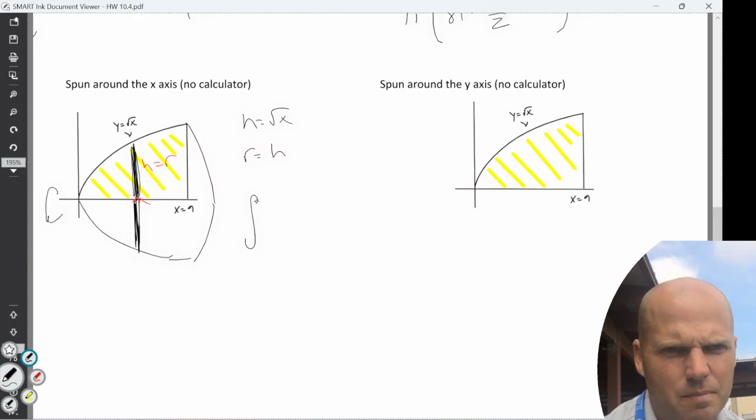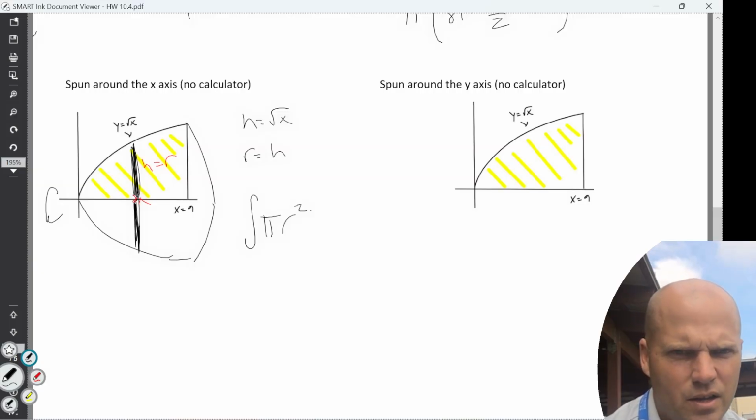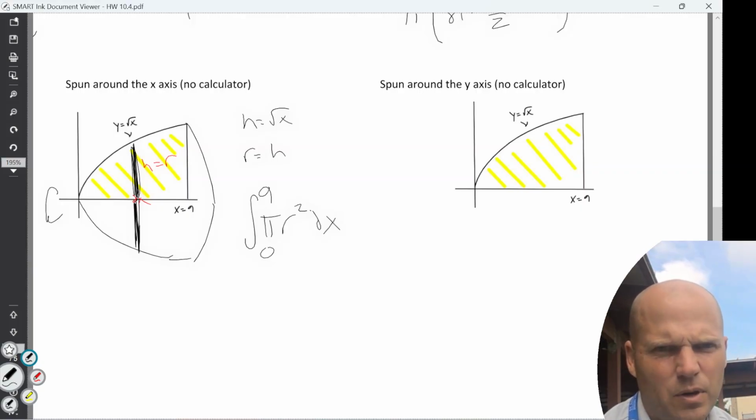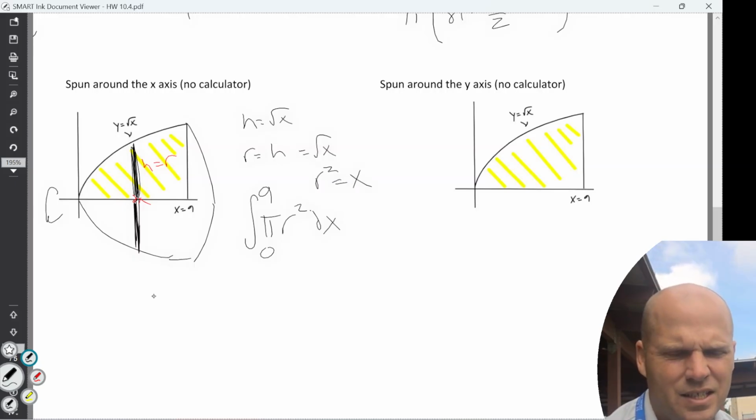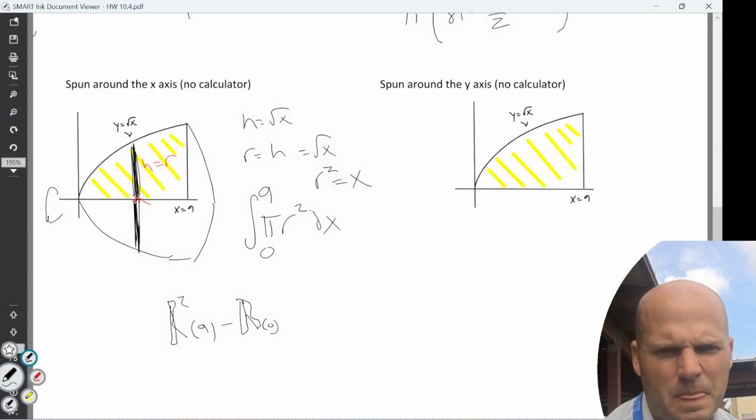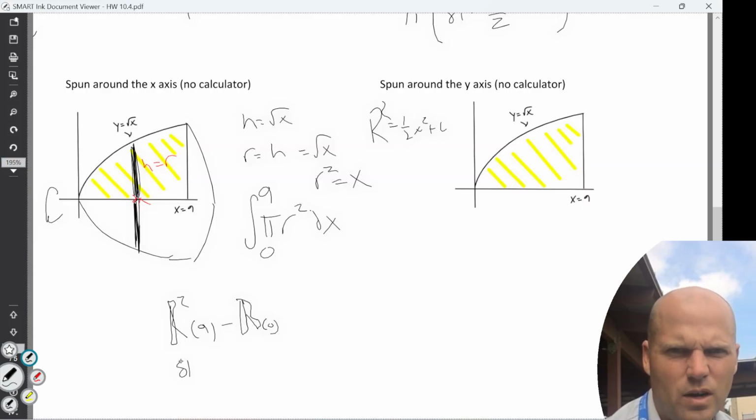I will sum up pi r squared depth from 0 to 9. Well, if r is h, r squared is x. I could say the antiderivative, 1/2 x squared plus c, evaluated at 9 minus at 0. It'd be 81 halves minus 0, times pi.